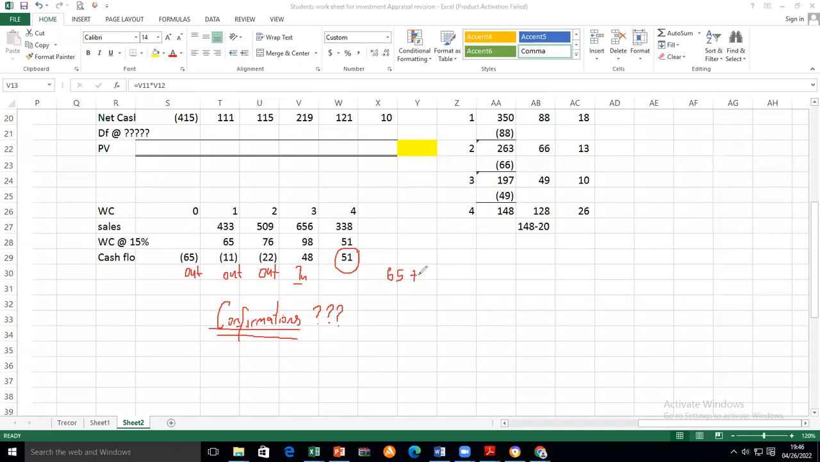65 plus 11 plus 22, knock off 48. Are we getting 51? I'm getting a 50. You're getting a 50. Yeah, it would be an issue of rounding. That's a rounding error, because I'm using a spreadsheet which does not round off, it captures all the figures.